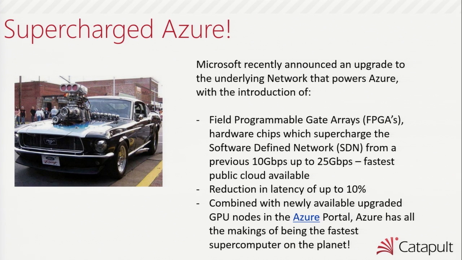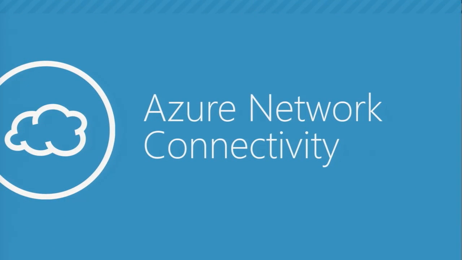From that research, they then went on to apply these FPGAs to their SDN, the software-defined network. Now you've got 25 gigabit per second on the Azure backbone, which is pretty amazing, right? And in addition, you get a reduction in latency of up to 10%. So I think that's the fastest public cloud infrastructure, to my knowledge. And when you combine it with these ridiculous CPU and GPU nodes that are available, you link all that together, and you've got a pretty amazing supercomputer on your hands.